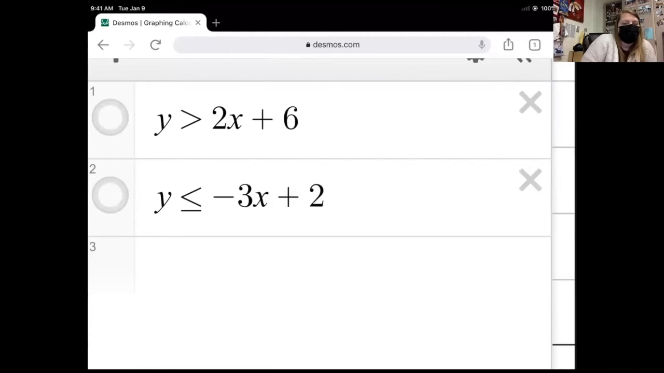Go ahead, Grace, what do you think? Right. So yeah, same thing Raphael just said too. If there is a line under my inequality symbol, then it is going to be a solid line. If there is not, then it is going to be a dotted line. So just looking at that first inequality, what type of line is that one going to be?